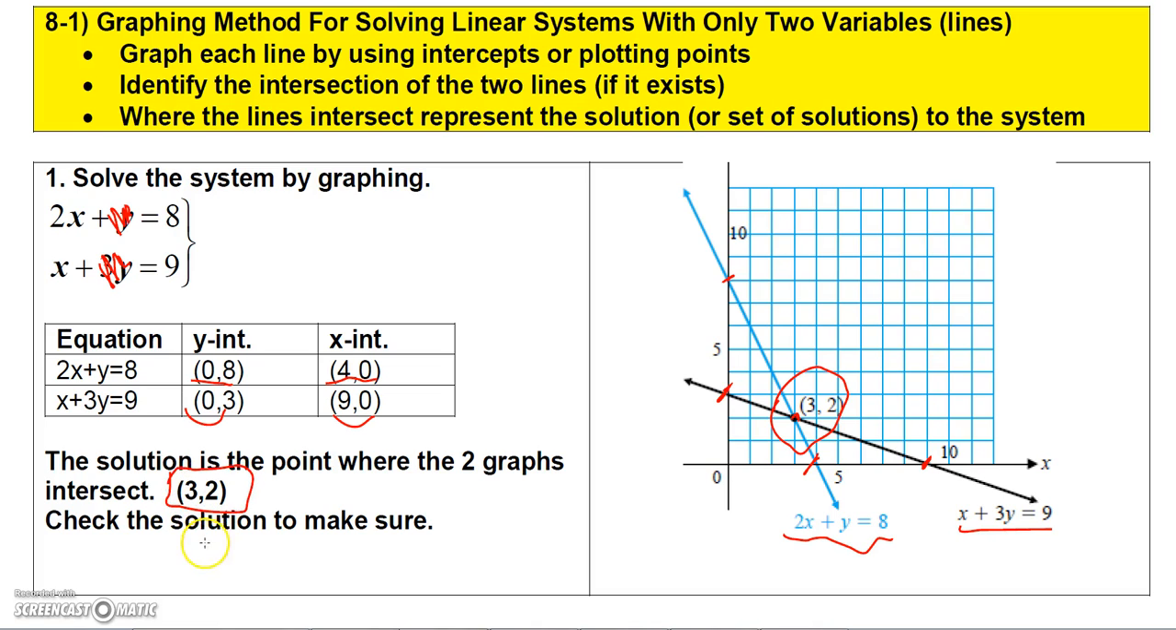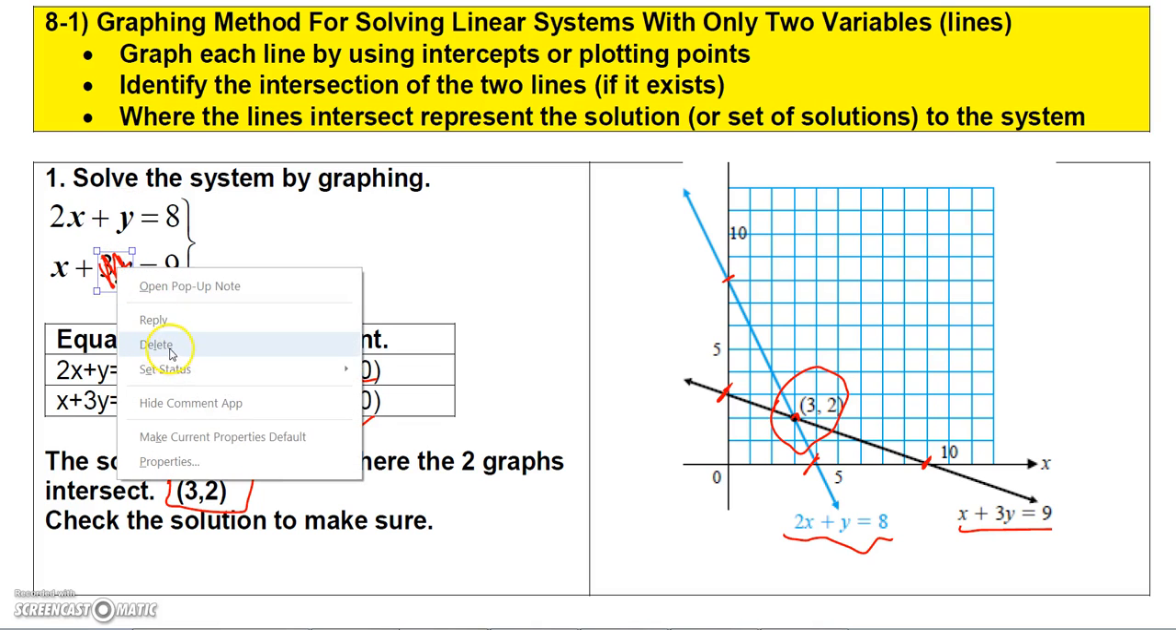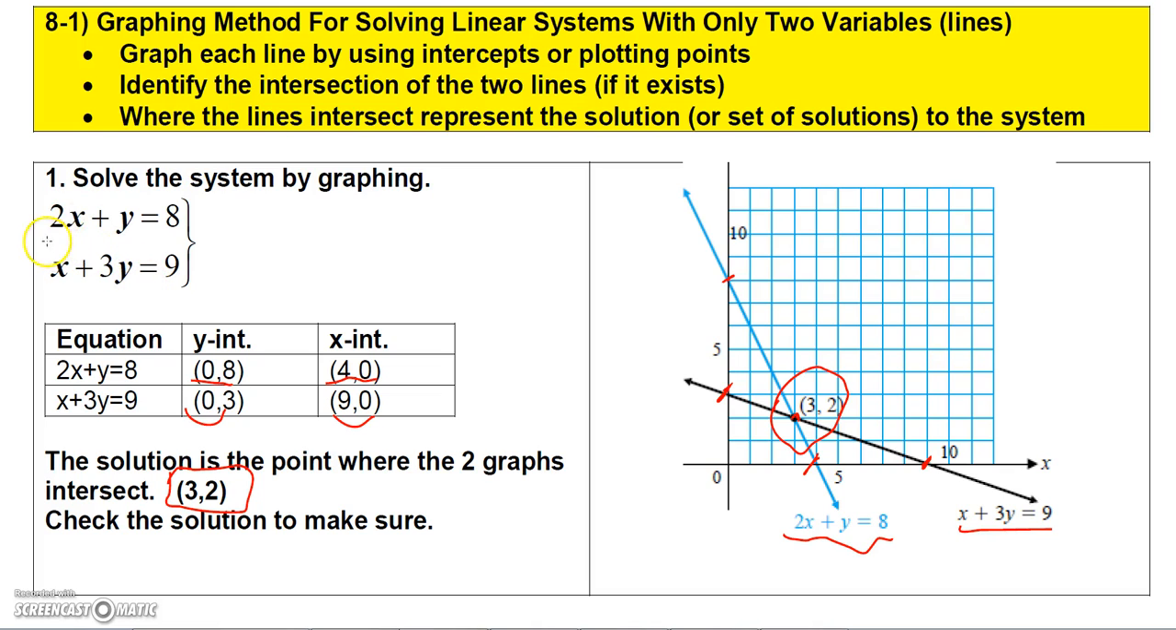And by the way, you can check the solution just to make sure. Let's just check it real quick. If I plug in 3 for x and 2 for y, let's see what I'd get. 2 times 3 is 6, plus 2 would be 8, so that one checks. And then 3 plus 3 times 2, that'd be 3 plus 6, and that equals 9. So that one checks. So the answer is the correct answer.